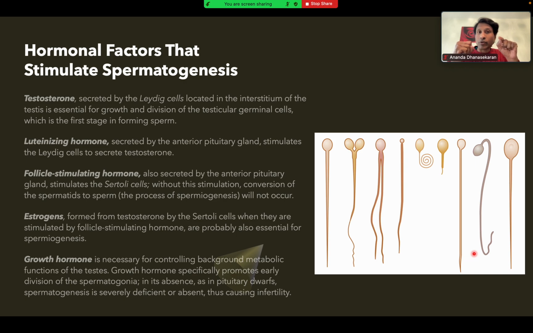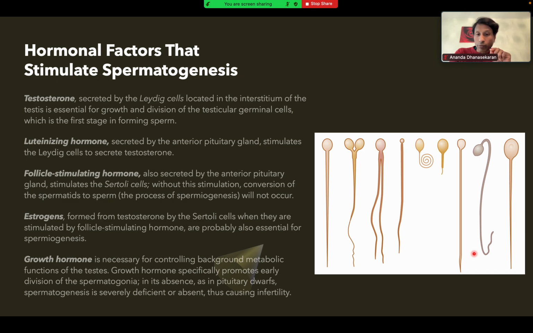So a woman is formed from a man. A woman's hormone is formed from the man's hormone. You can correlate spiritually also. That's why I'm trying to stress on those things. So estrogens are formed from the testosterone by the Sertoli cells.